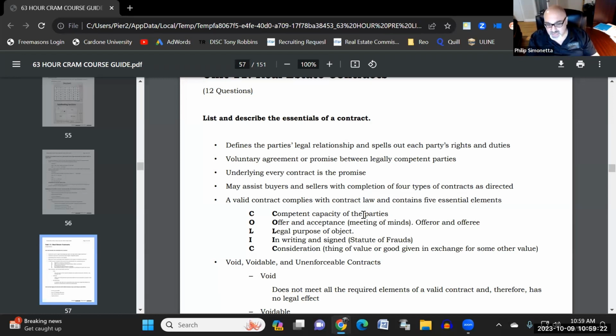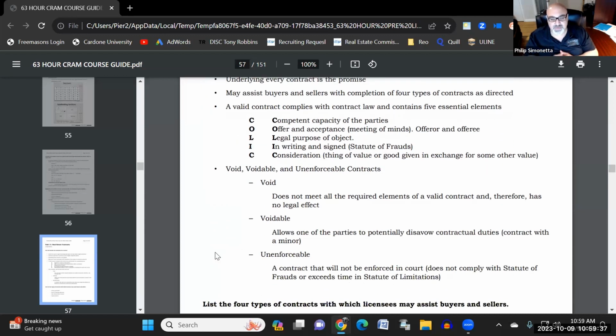And then there's a valid contract. A valid contract complies with contract law and contains five essential elements. The acronym is COLIC. So it has to have competent capacity of the parties. There has to be an offer and acceptance, which is the meeting of the minds, an offeror and an offeree, and the legal purpose of the object. There has to be a purpose. There has to be a legality of the object. It must be in writing and signed as per the statute of frauds. And the consideration. There has to be a thing of value, a good given in exchange for some other value back.